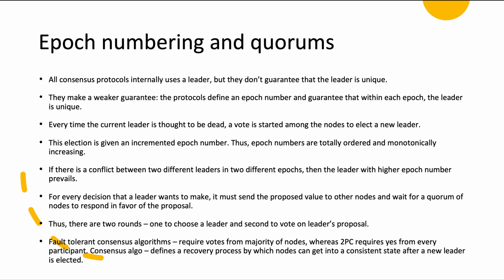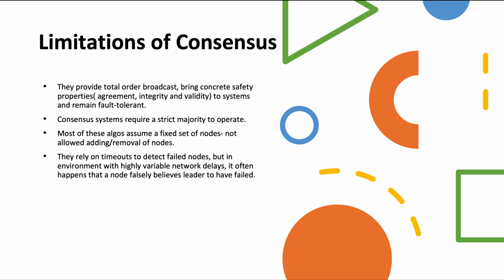So this voting process is similar to the two-phase commit. The difference is that in 2PC, the coordinator is not elected, and the fault-tolerant consensus algorithm only requires votes from the majority of nodes, whereas in two-phase commit, it requires a yes from each participant. And in consensus algorithms, they define a recovery process by which nodes can get into a consistent state after a new leader is elected. So now let's look at some limitations of the consensus.